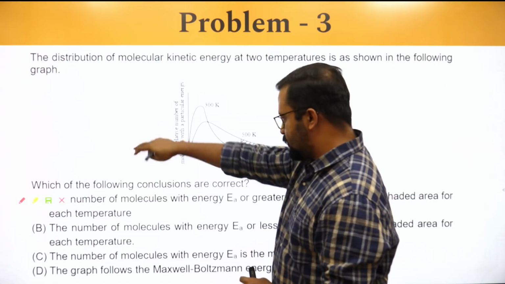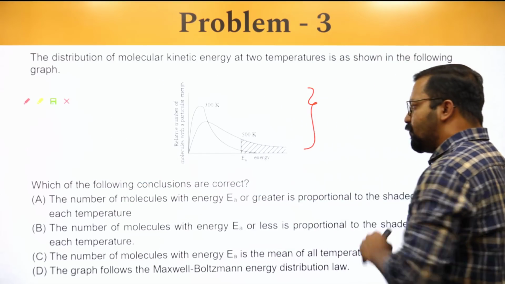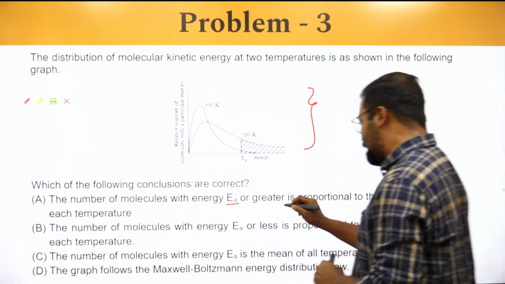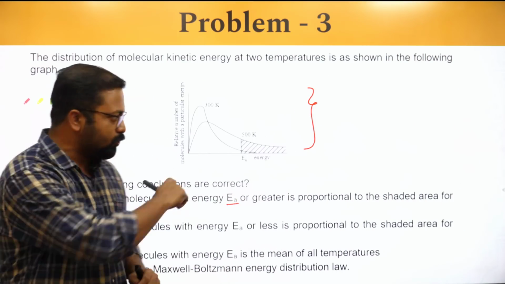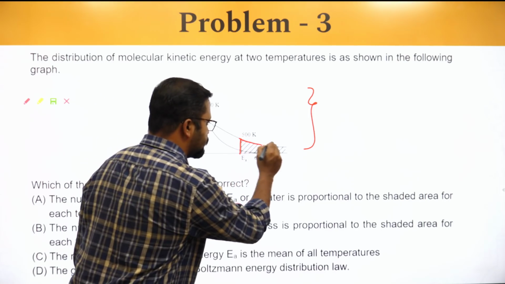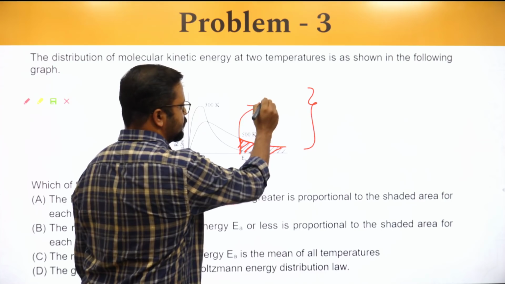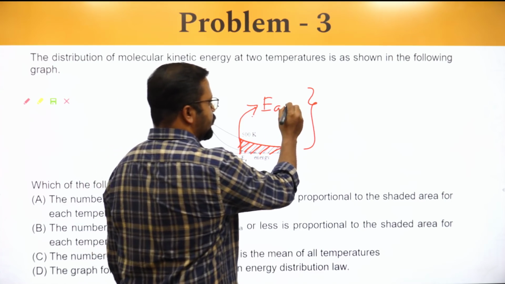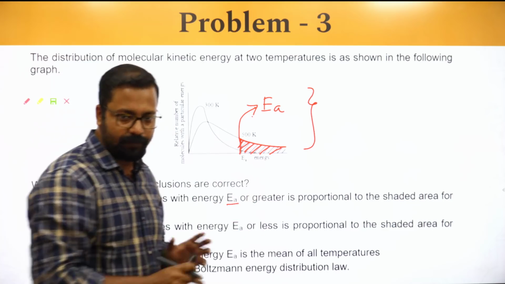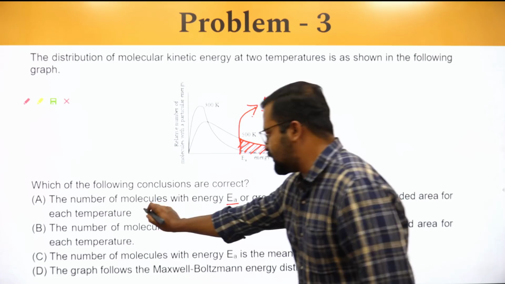Now to solve this question, let's read the statements. Which of the following statements is correct? The number of molecules with activation energy EA is proportional to the shaded region for the temperature. So this is the shaded region. Anything higher than this is activation energy, or is a molecule which has obtained activation energy. What about the second statement? So the first statement is correct.